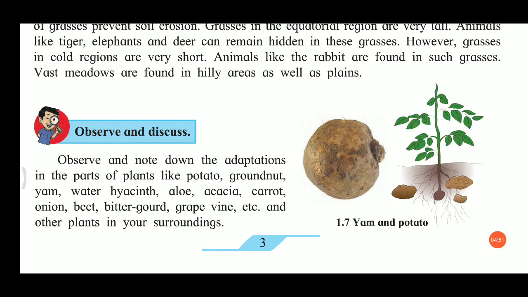Observe and discuss. Observe and note down the adaptation in the parts of a plant like potato, groundnut, yam, water hyacinth, alocasia, carrot, onion, beet, bitter gourd, grapevine, etc., and other plants in your surroundings. So they ask us to observe and discuss these plants and their adaptation.